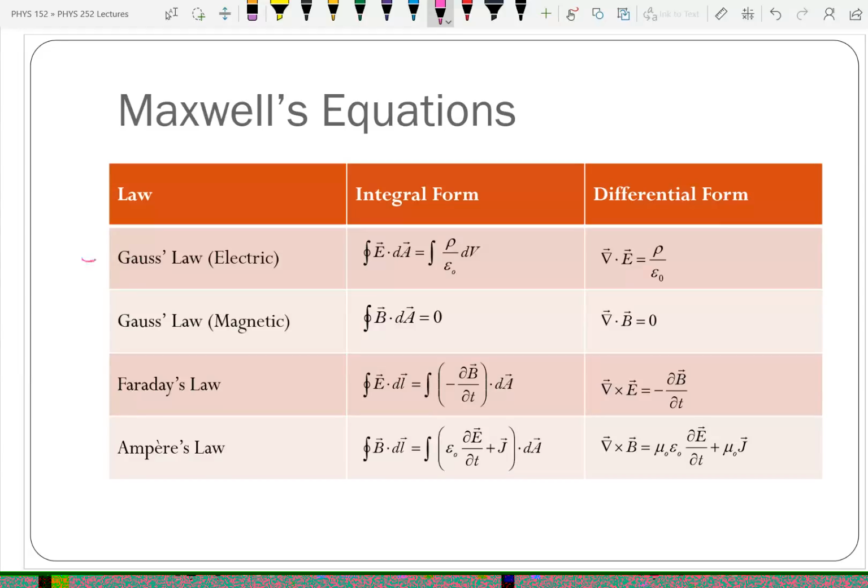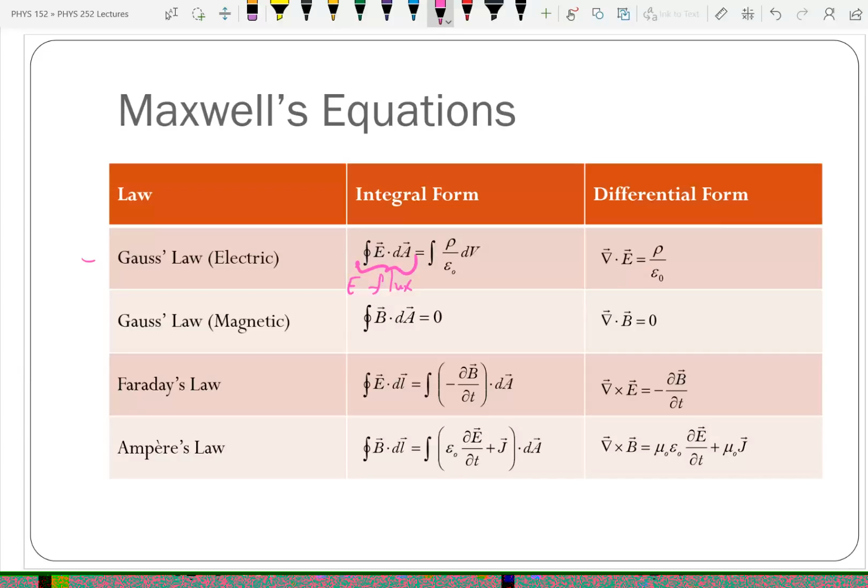So the first law, Gauss's law for electricity, says the flux, this side here is the electric flux, is equal to the charge enclosed divided by epsilon 0. Integral of rho dV is charge enclosed.